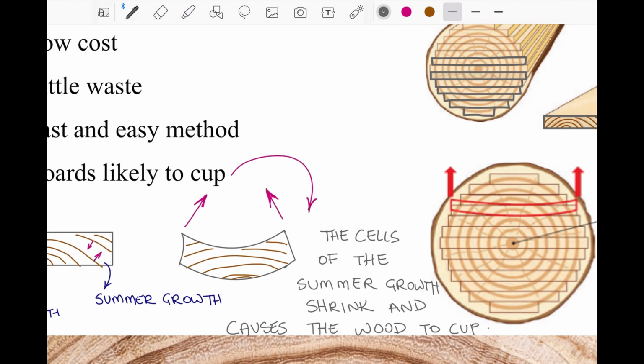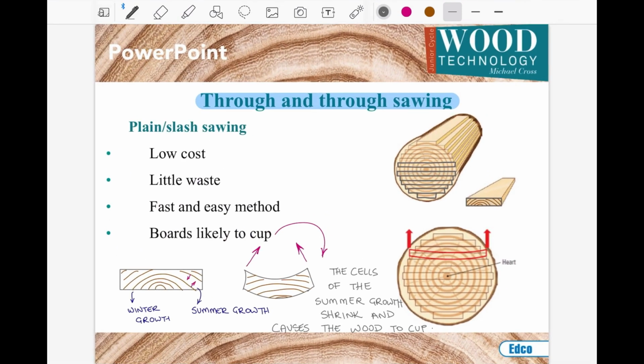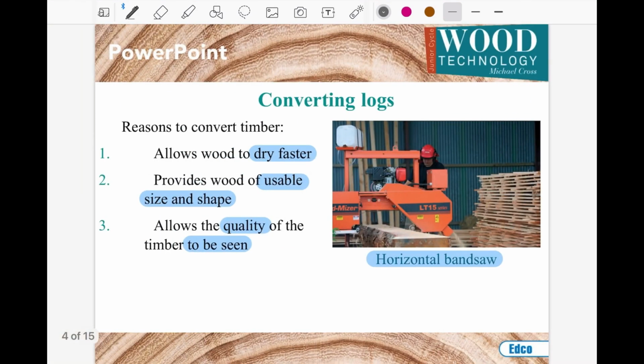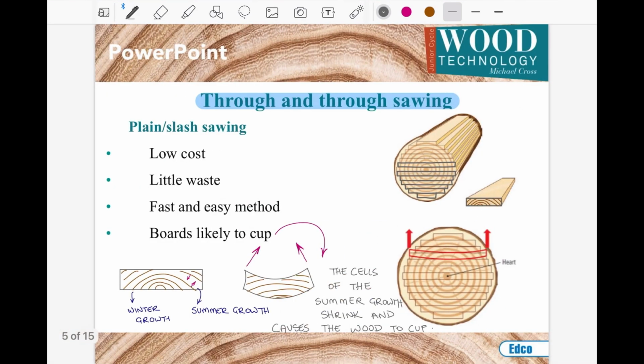Okay, so that is unfortunately a huge problem when it comes to through and through sawing. Now, bear in mind what we're at. We're doing conversion, and I've so far told you that there are three methods of conversion, and the first one we've gone through is through and through. Now, benefits of through and through, just to go back over it: it's very cheap, there's very little waste, it's fast and it's easy, but a negative is the fact that boards are likely to cup. So all of these are advantages, whereas this is a disadvantage.